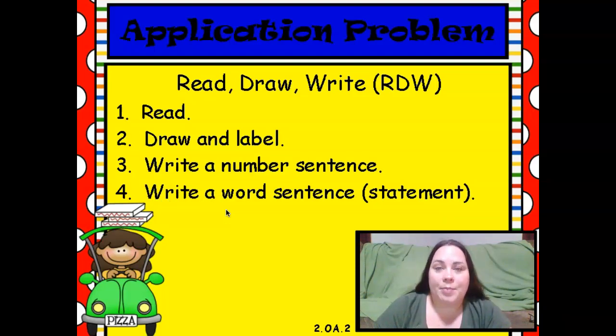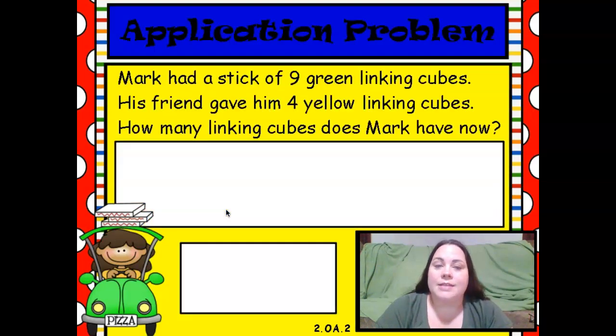So let's look at our application problem. It says, Mark had a stick of 9 green linking cubes. His friend gave him 4 yellow linking cubes. How many linking cubes does Mark have now? So our first step was to read it. Second step is to draw and label. So I need to draw and label his linking cubes.